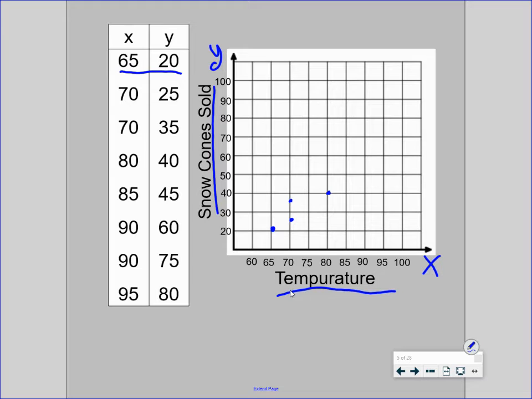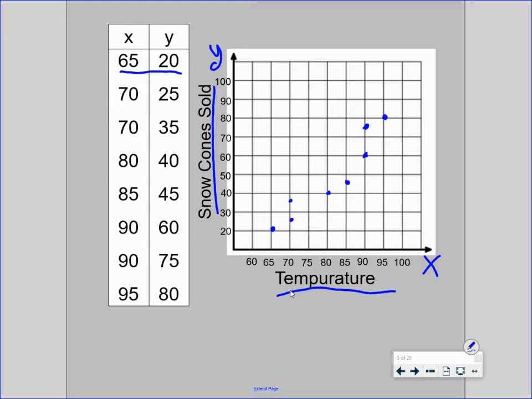And at 85 degrees, 45. 90 degrees is 60 right here. Another day was 90, and that sold 75. And another day was 95, and that was 80. So here we have, this is called a scatter plot.